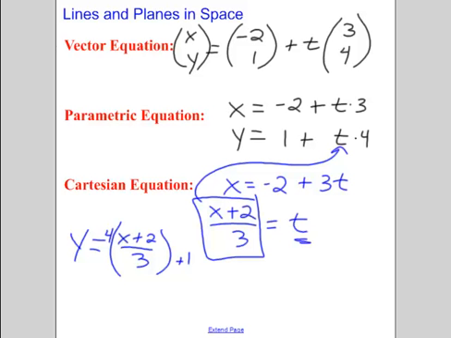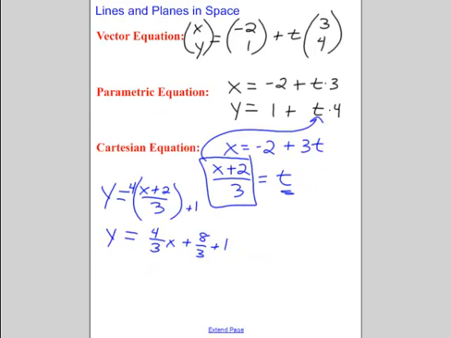So if I want to simplify this out, I get y equals 4/3 x plus 8/3 plus 1, which is y equals 4/3 x plus 11/3. So there's my slope-intercept form. Make a mental note. Here's your slope. Here's your vector. Those are two very important pieces. Yes, they are flipped around because your x's are on top, the y's are on the bottom.